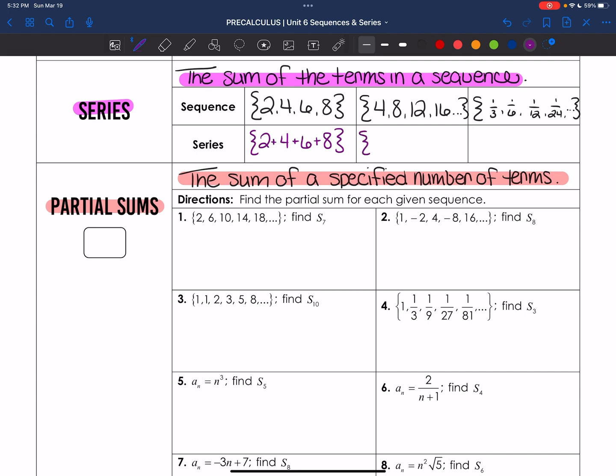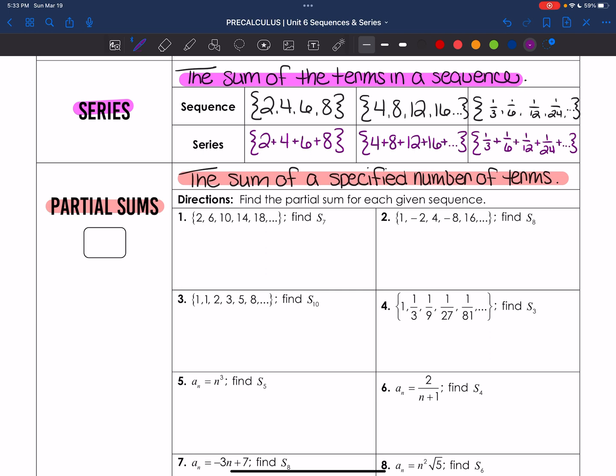Similarly, for this next sequence, it would be 4 plus 8 plus 12 plus 16, and then adding every term that comes after that. I can see that this sequence continues even beyond 16, so it would be adding all those terms together. And lastly, this final sequence with, yes, fractions would be expressed as a series as 1/3 plus 1/6 plus 1/12 plus 1/24, and so on and so forth.